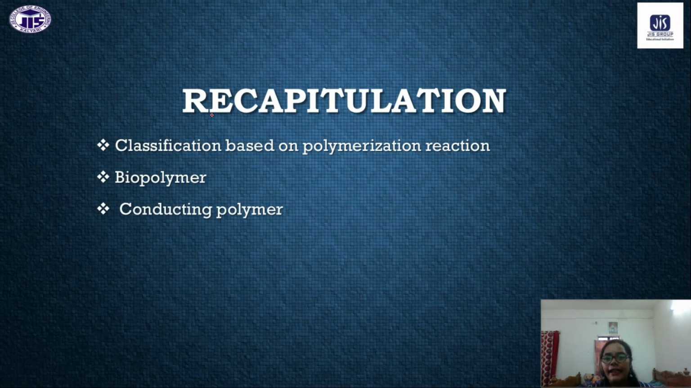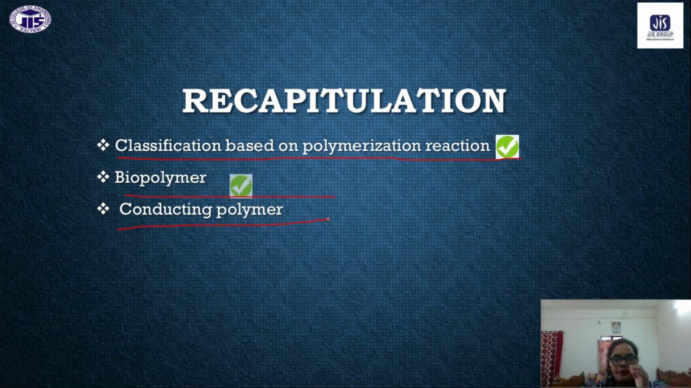Now this is again the recapitulation. We have discussed the classification based on the polymerization reaction. For biopolymers, we discussed what they are, the benefits of using them, and some examples. And for conducting polymers, we saw why they conduct electricity, what the structural features are, and some examples.